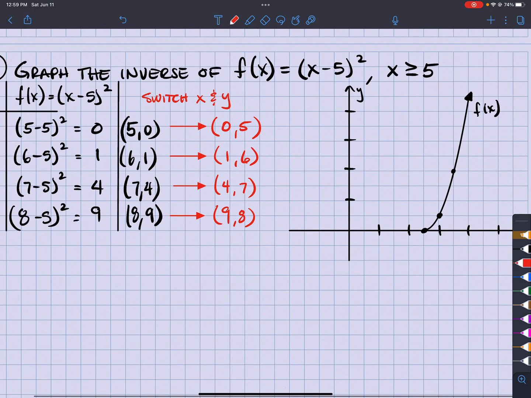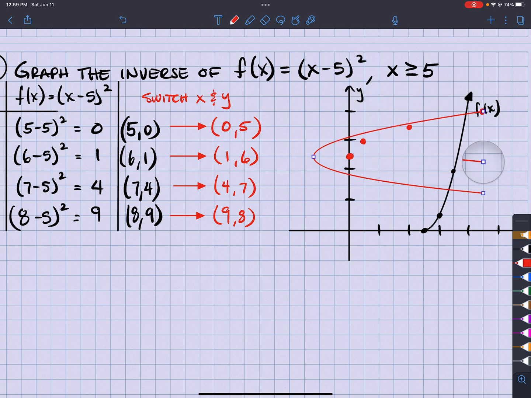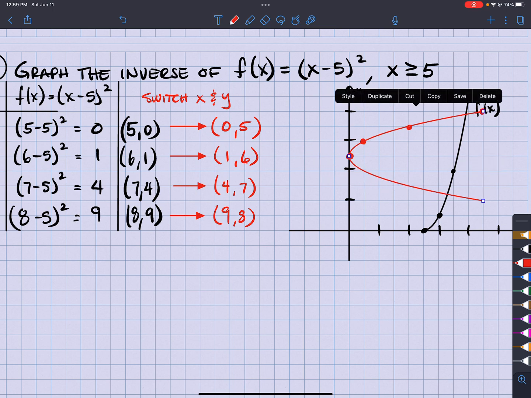Okay, so let's go ahead and plot those. (0, 5), (1, 6), (4, 7), and (9, 8). Whoopsies. So I'm going to have something like this. There we go. That looks good right there.